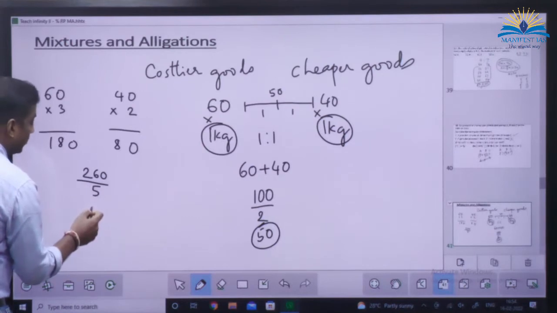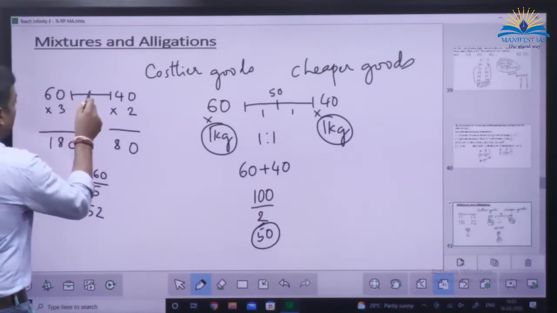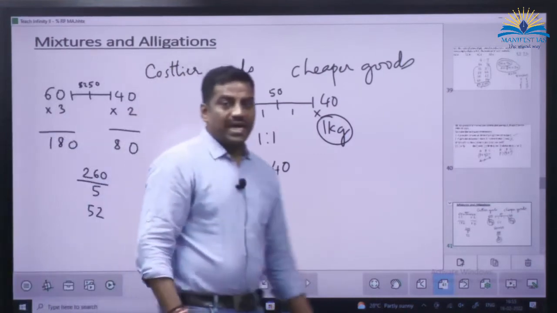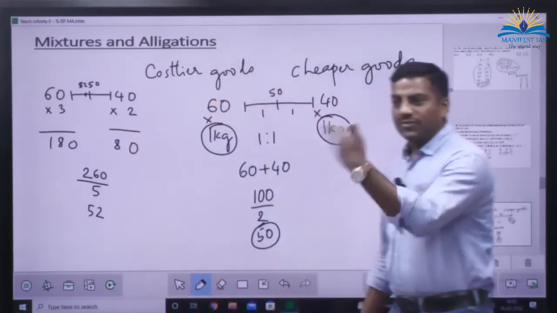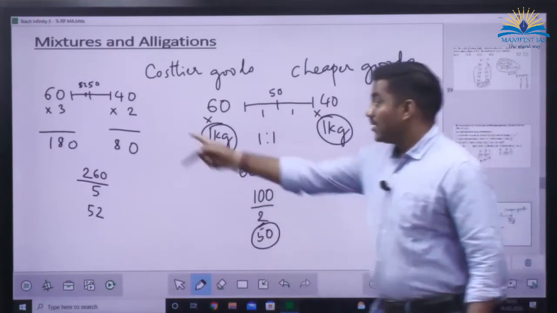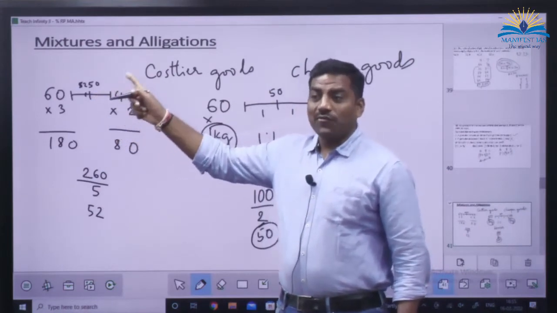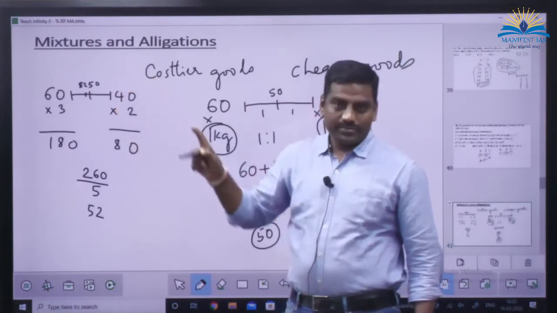So what is the average? 260 by 5 is 52. Look at the price now. 40 is here, 60 is here. The middle price 50 is here. But 52 is towards the costlier good. Why has the price of the mixture gone towards 52, more than half? Yes. In the mixture, the quantity of costlier goods will make the price of the mixture more costlier.